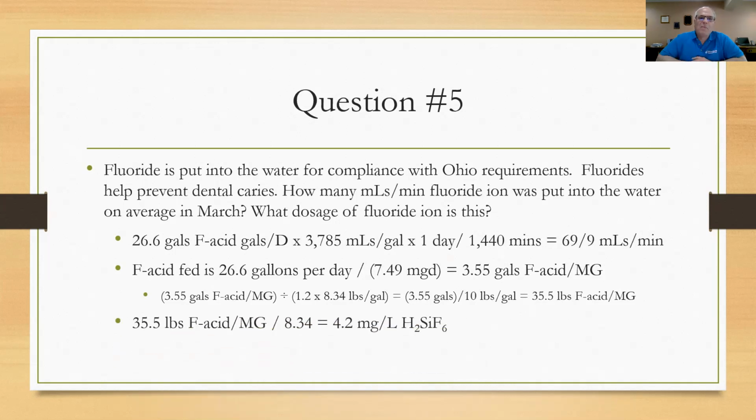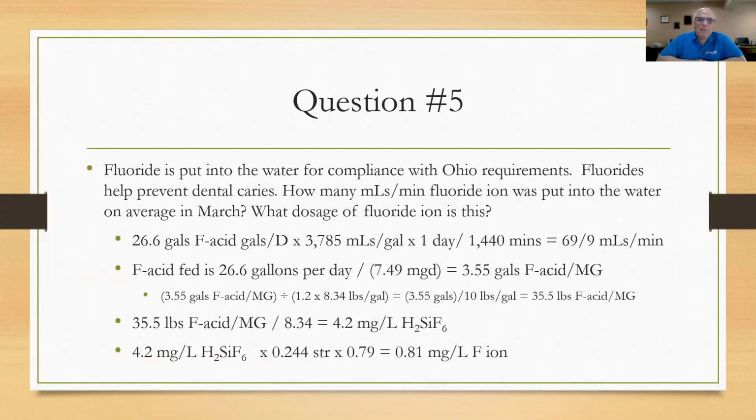So the 35.5 pounds of fluoride acid per million gallons divided by the 8.34 is going to give me a dosage of 4.2 milligrams per liter H2SiF6. Now that 4.2 milligrams per liter of H2SiF6 was only part fluoride. And you can see the formula there, so we had to dig out that information. When I work those through using the formula weights, I come up with 79%.